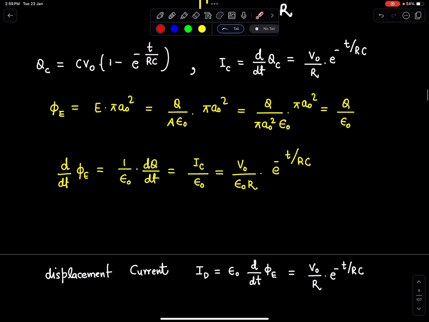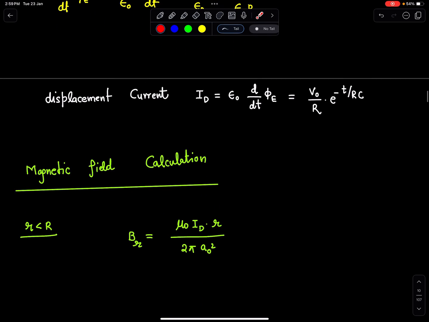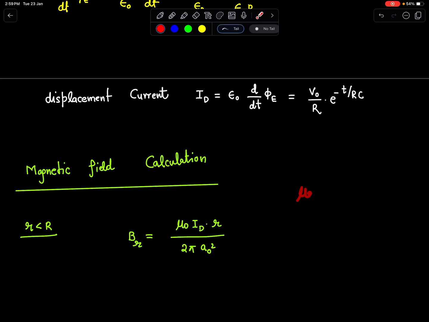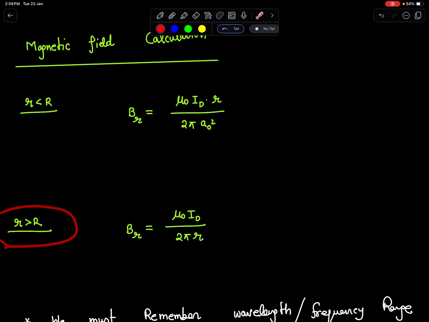Now they're asking us the magnetic field. For the magnetic field calculation, we can treat this as a wire. So we can use the wire formula. For r less than R, for the solid cylinder formula, probably you'll remember: mu naught I displacement r by 2 pi capital R square. Most people will remember this. Same formula. Similarly for outside, it will behave like a wire, so mu naught I displacement by 2 pi r.